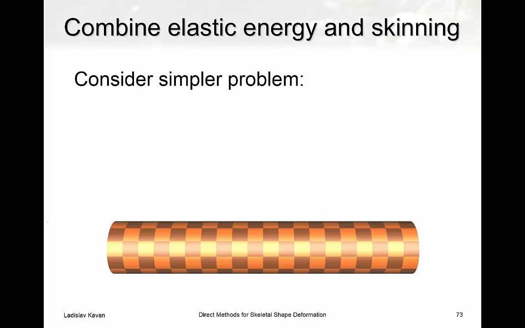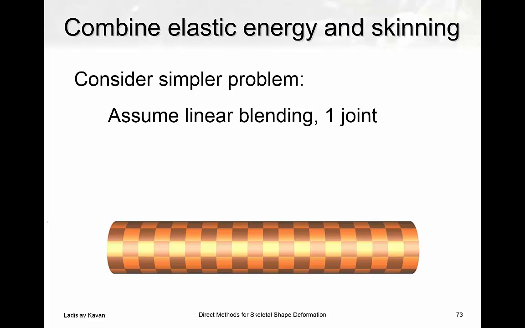So let's first consider a simple problem. Let's assume that we are just looking at this cylinder, so that there's just one joint. And let's assume that we are only allowed to use linear blend skinning. That can happen to you very easily if you go to work at a game studio. They will tell you, nope, we just use linear blend skinning. And you'll be like, okay, so what is my physics-based class good for? Well, here is what it was good for.